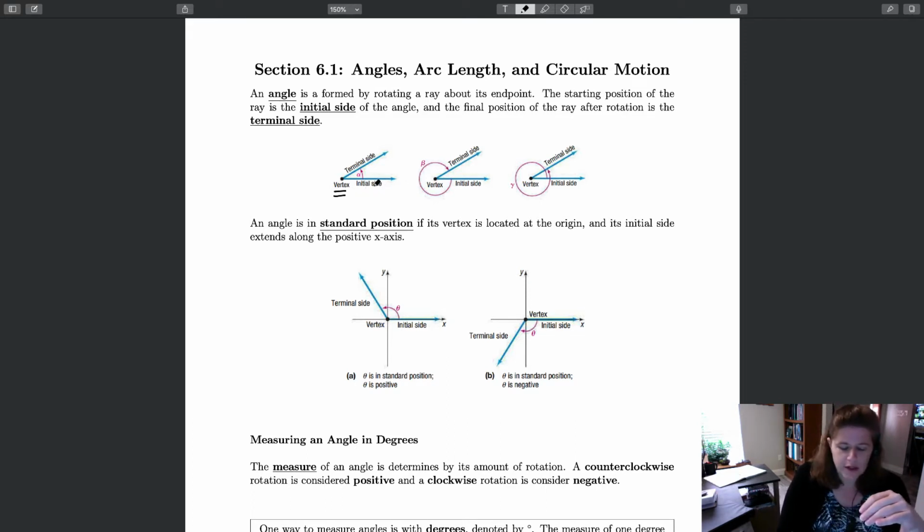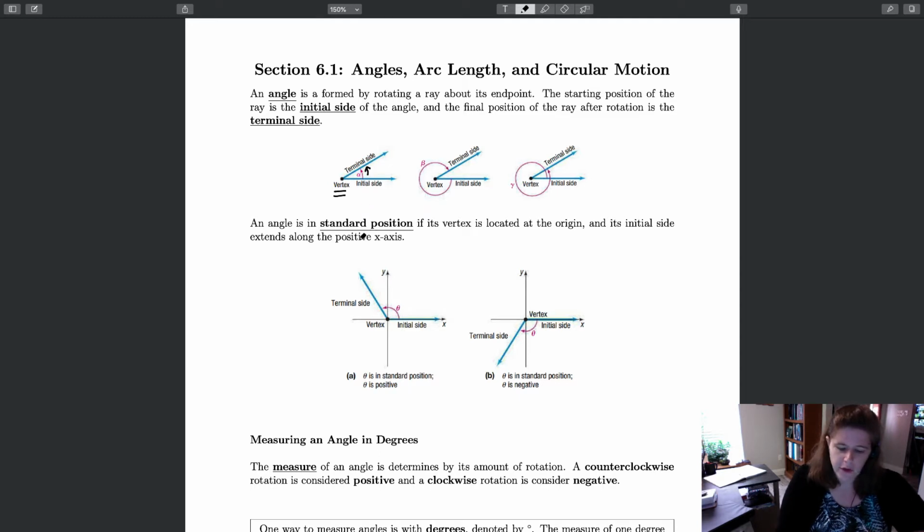So here you can see the initial side is considered to be horizontal, but that initial side can really occur anywhere. The terminal side is where the angle ends. So it opens from the initial side to the terminal side, and we call this actual distance inside the angle itself. So initial side, vertex, terminal side, and the angle. Here you can see that the angle is notated as alpha.